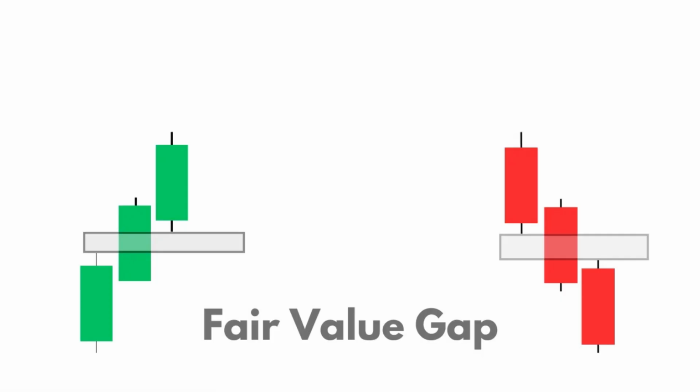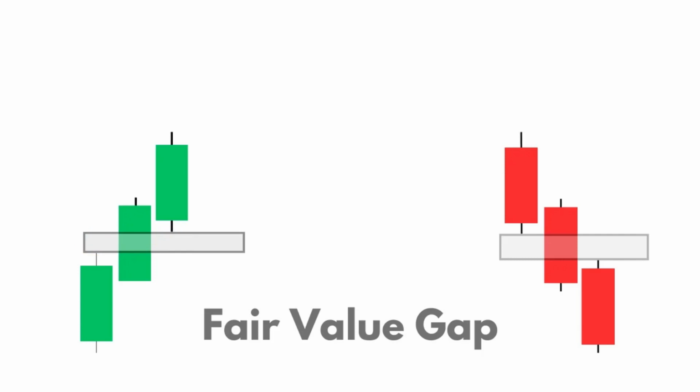So the fair value gap is a price range that's formed during an aggressive push when there's an imbalance of order flow in the market. This is a 3-bar pattern where a large candle in the middle forms a gap that doesn't overlap with the first candle's high or low or the third candle's high or low. And you can mark out a fair value gap by connecting the first candle's wick, cutting through the large middle candle, and then connecting the third candle's wick.